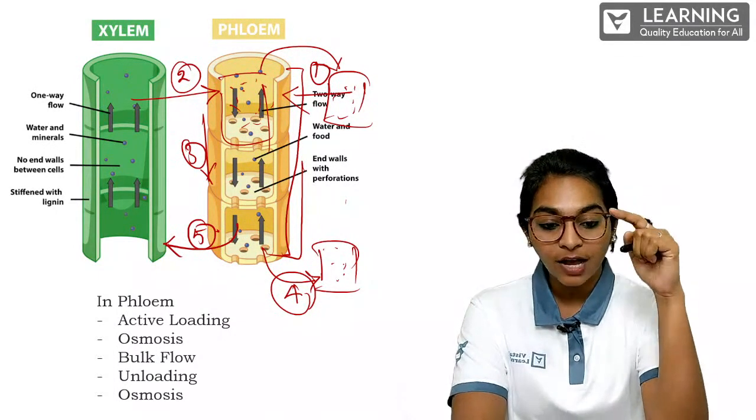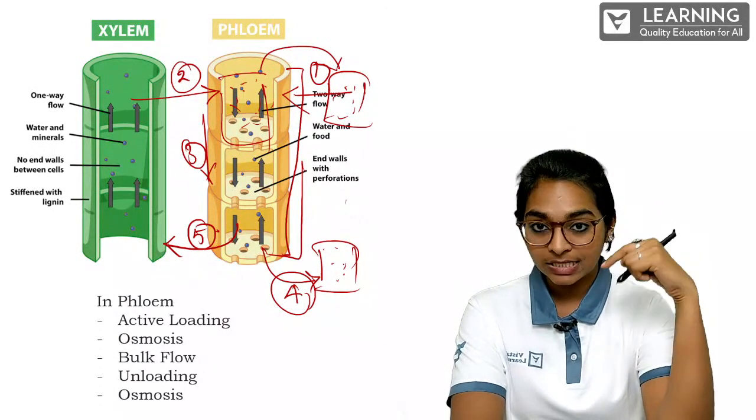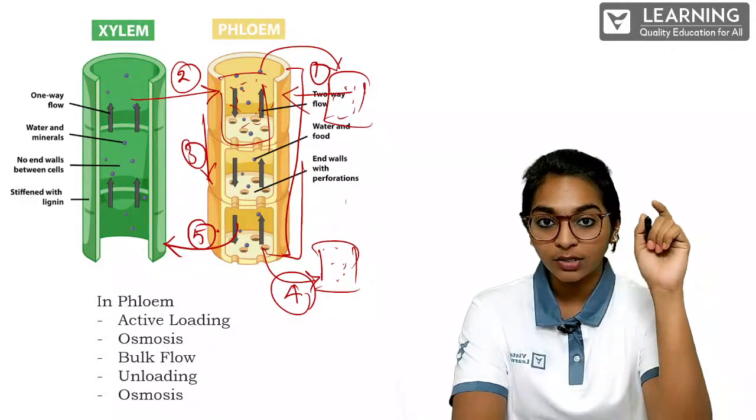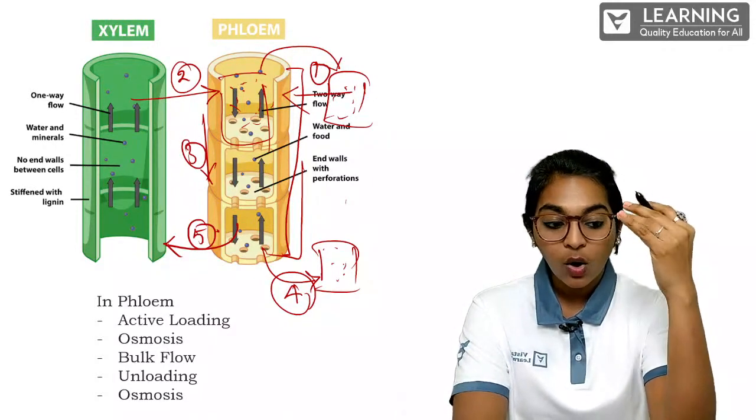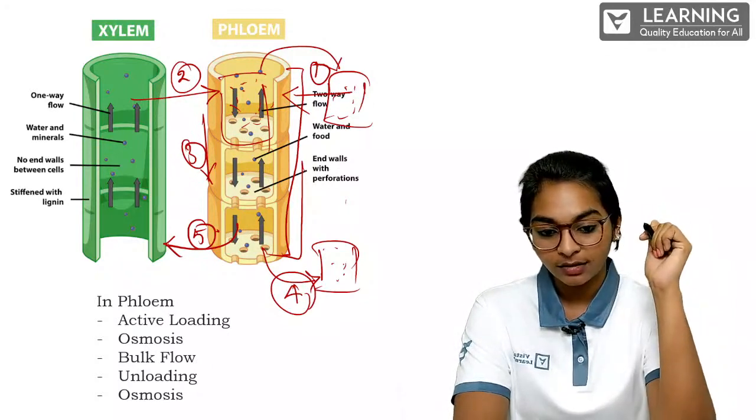So these are the five different steps which happen in the translocation of food: active loading, osmosis, bulk flow, unloading, and osmosis again.